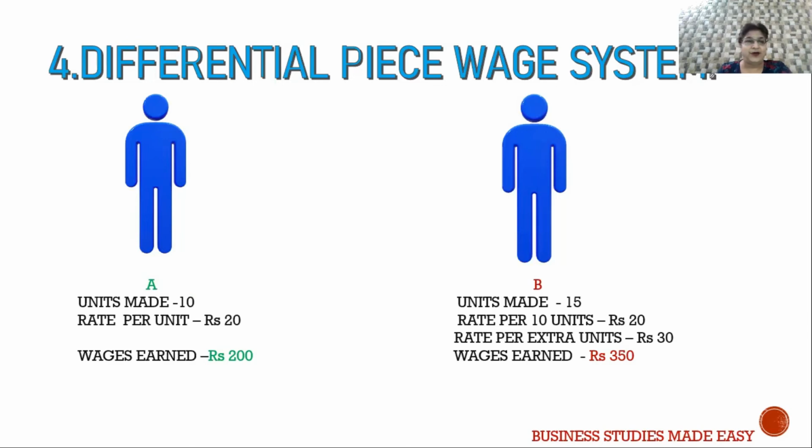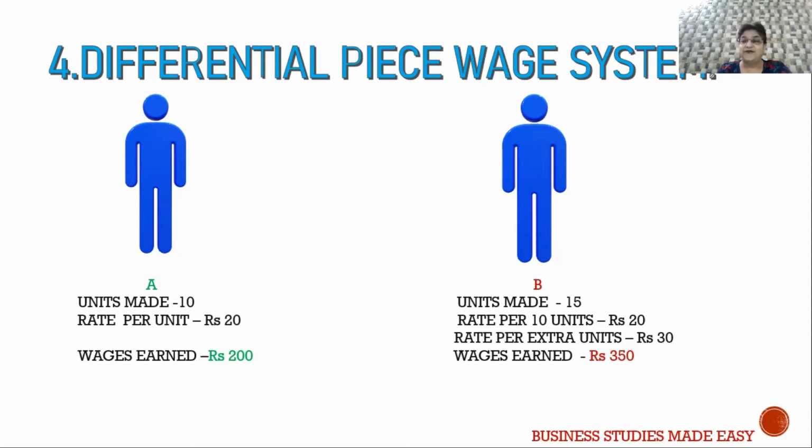Now, let us say, look at A. A was told to make 10 units and he was supposed to get 20 rupees per unit. A made 10 units and he got 200 rupees. Now, B made 15 units. He made more. So he's an efficient worker. And for 10 units, he'll get 20 rupees. But for anything extra than 10, he will get 30 rupees. So he made 5 units extra. So he'll get 30 into 5, 150. So 200 plus 150, 350. So by making only 5 units extra, he is getting 350 while A is earning only 200.